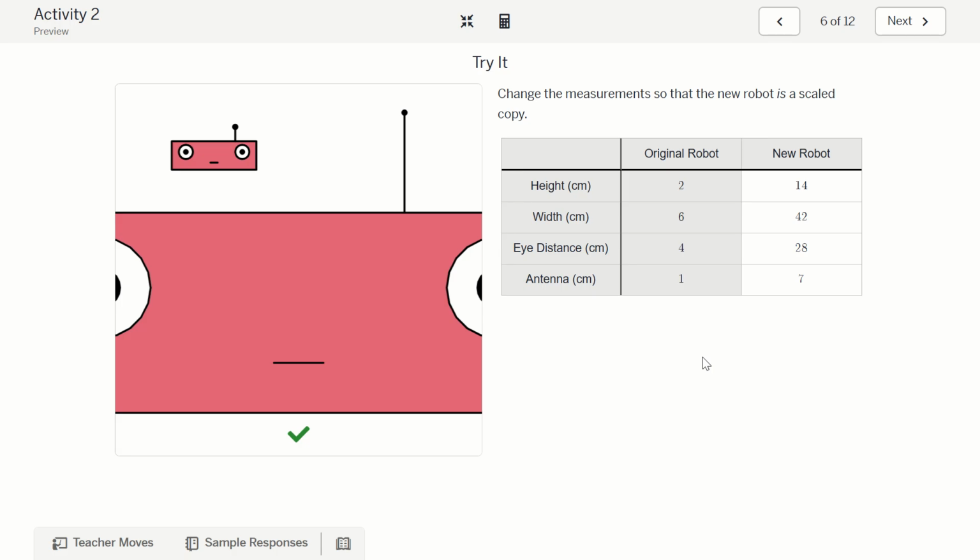Group 5, are we paying attention? We're writing this down. Unit ratio. Group 5. Unit ratio. You guys are writing this down.